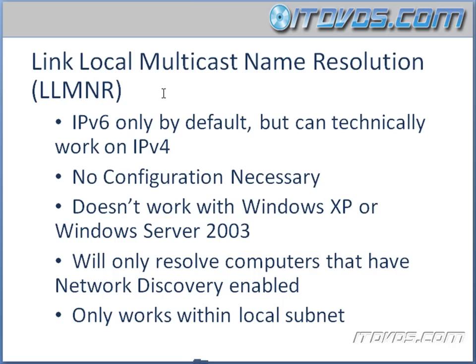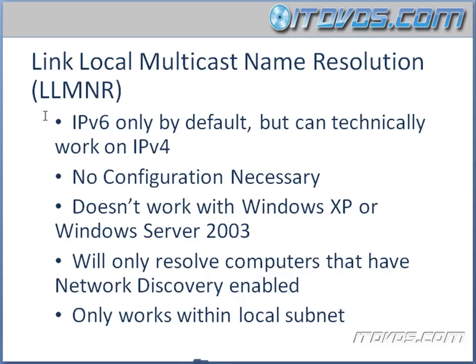So let's talk a little bit more about link local multicast name resolution for a second. This was designed because NetBIOS, which is a really old protocol, only works on IP version 4. So with the coming of IP version 6, we kind of need a name resolution that doesn't require any configuration, is simple, and works with IP version 6. And LLMNR does that. IP version 6 only by default. In theory, it can work on IP version 4, but with Windows, it's really not designed to, and it doesn't work by default. So if we're using IP version 4, we would use NetBIOS.